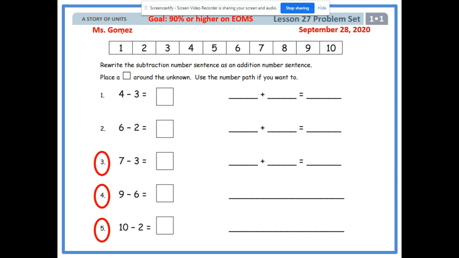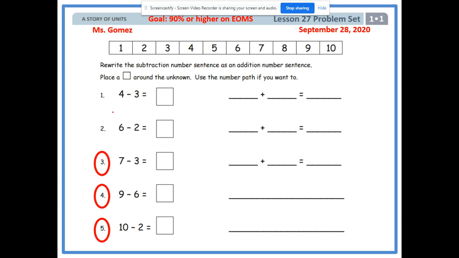Remember, your name, today's date, and your goal, 90% or higher on end of modules. Go ahead and write your heading. Press pause to write your heading and press play when you're ready to continue. At this point, you should already have your heading. So it says, rewrite the subtraction number sentence as an addition number sentence. Place a box around the unknown, just like we were doing, right? And you're going to use the number path if you want to, right? So they have a number path up here that you can use.